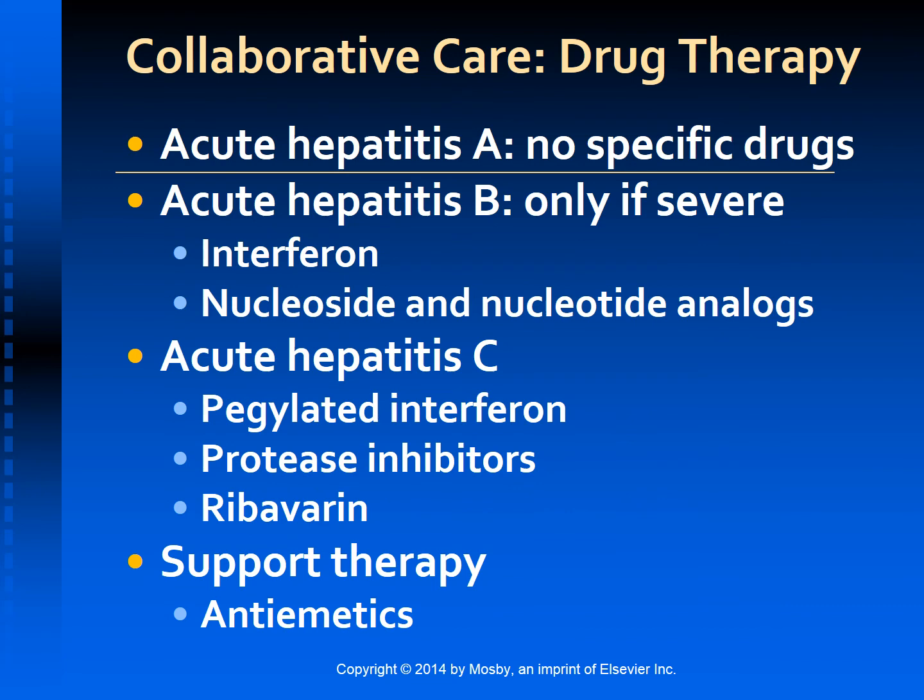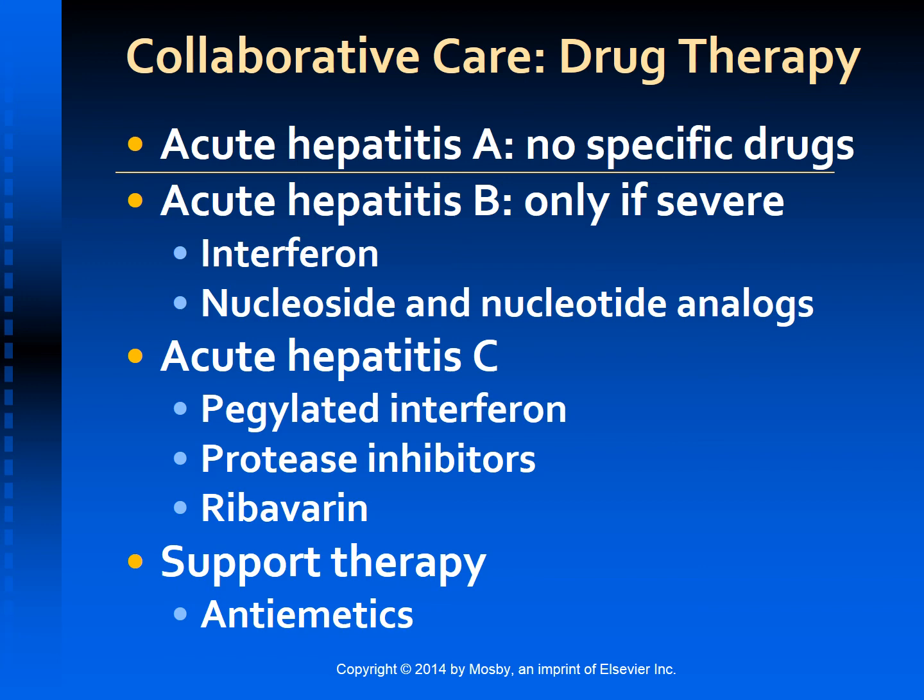Drug therapy. There are no drug therapies for the treatment of acute hepatitis A infection. Treatment of acute hepatitis B is indicated only in patients with severe hepatitis and liver failure, with interferon and nucleoside and nucleotide analogs. They work well in suppressing viral replication and preventing complications of HBV. Drug therapy for HC virus is directed at eradicating the virus and preventing HCV-related complications.